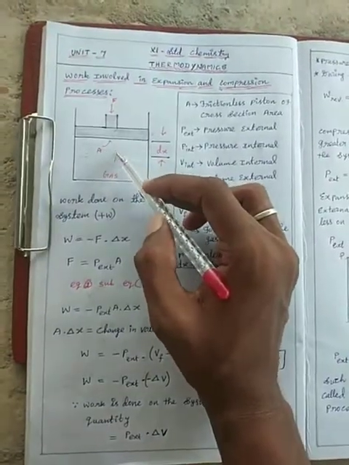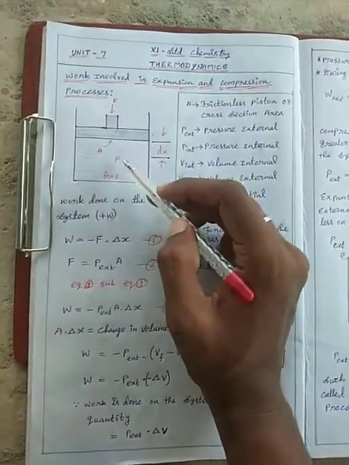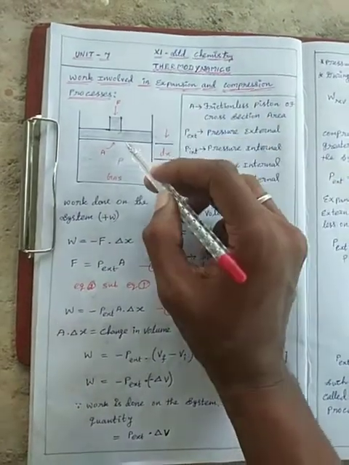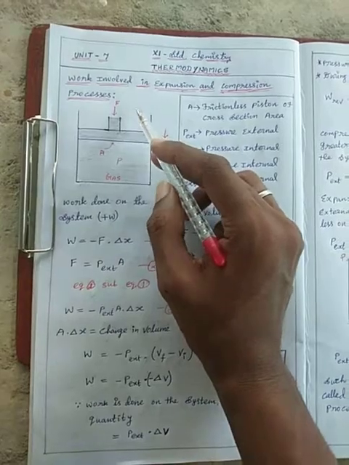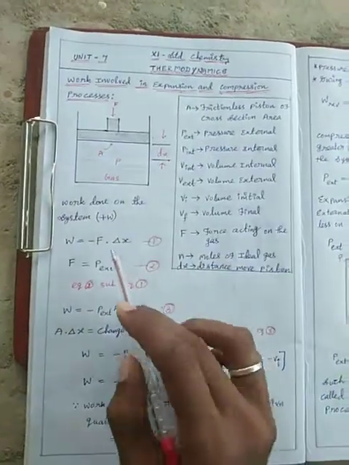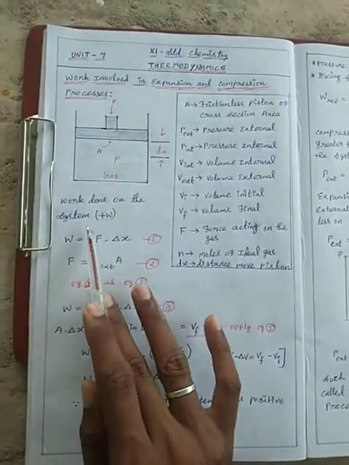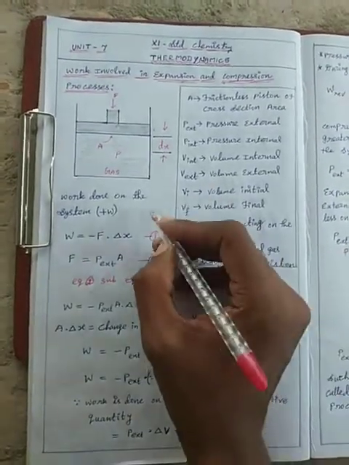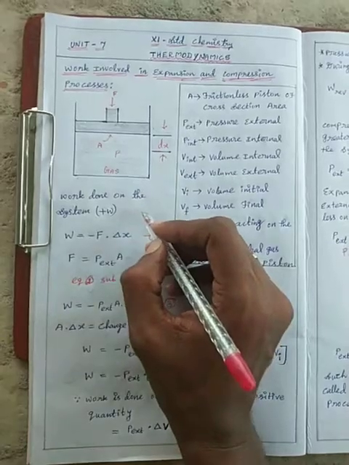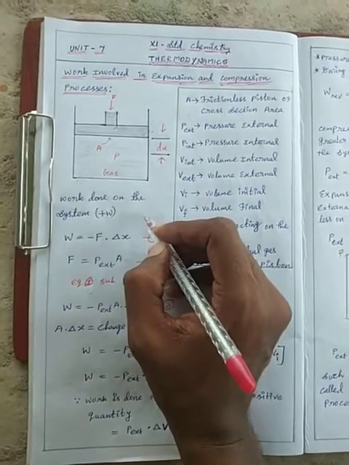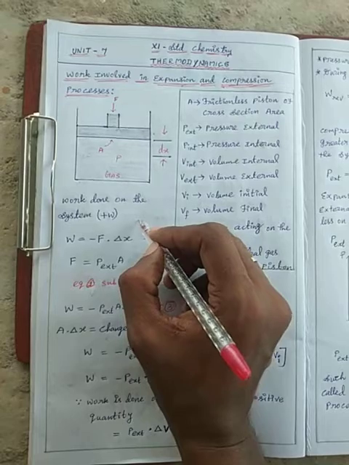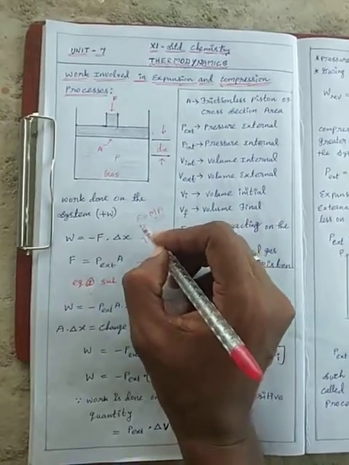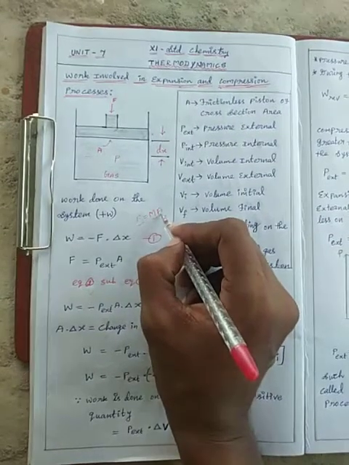That is the process involved in expansion or compression. When the piston moves inward, it is compression; when the piston moves outward, it is expansion. Work done on the system is positive W. Already discussed in the earlier section: F equals ma, force equals mass times acceleration.